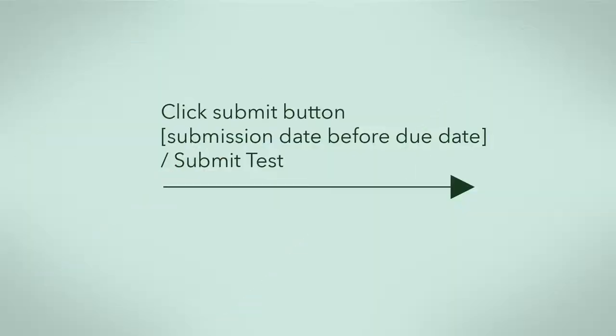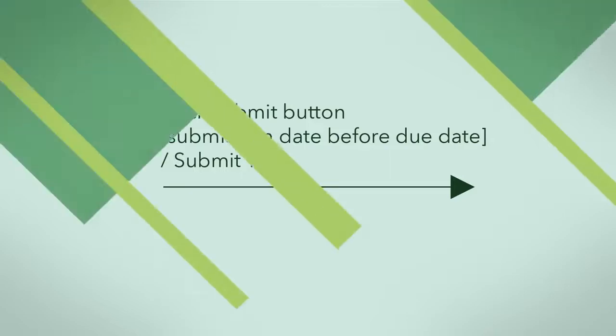As a basic example, suppose you are finished writing an online test. For your test to go from state in progress to submitted, the event will be click the submit button. The condition will be submission date is before due date, and the action will be submit test.